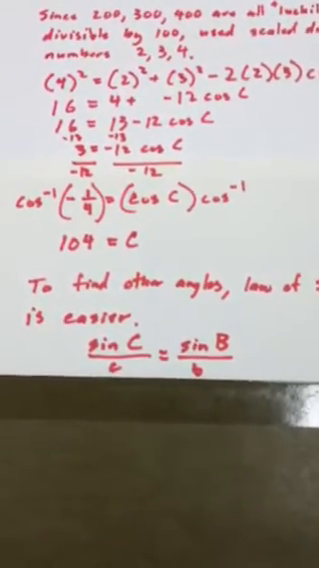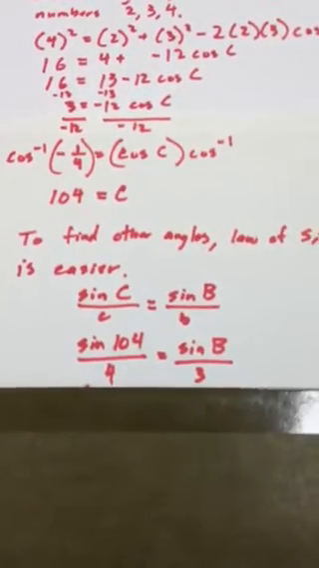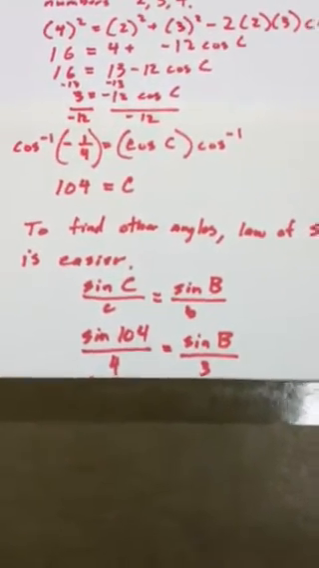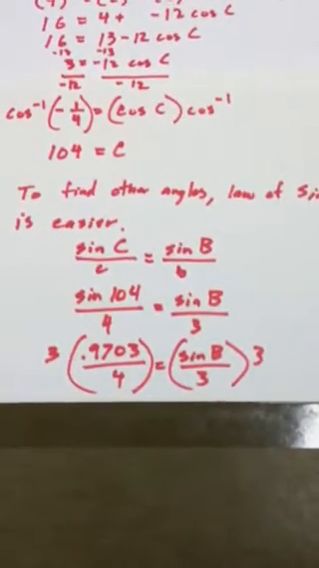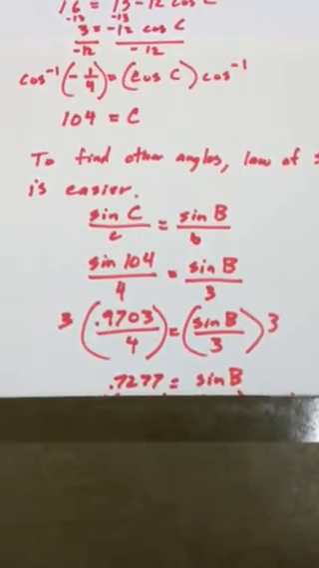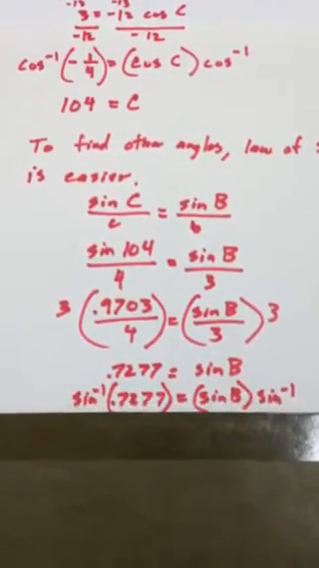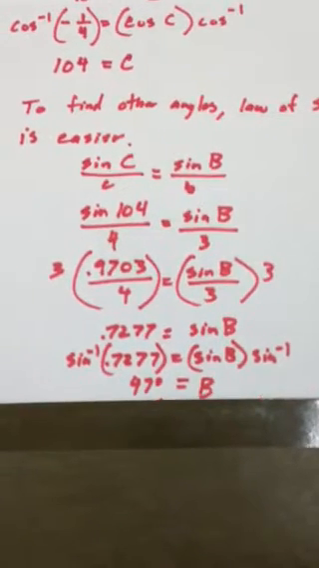So plugging in what I know already, sine of 104 over 4 equals sine of b divided by 3. Finding out those numbers and then multiplying both sides by 3, I get the sine of b is 0.7277. And then using my inverse sine, I can find out that b is 47 degrees.